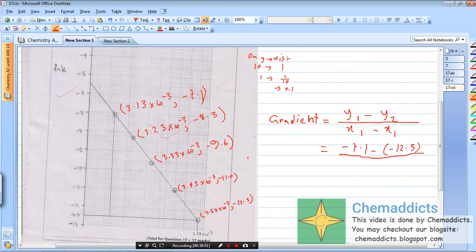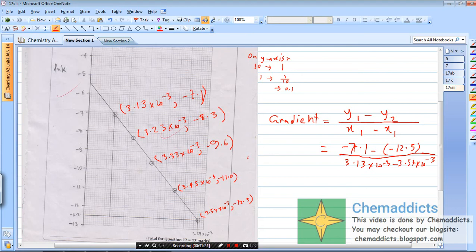Okay, this is 3.13 into 10 to the power minus 3, then minus 3.57 into 10 to the power minus 3. Okay, we have taken the corresponding value. Sorry for my handwriting.